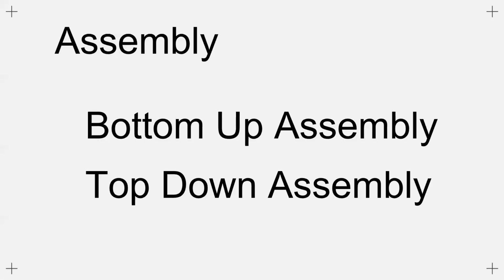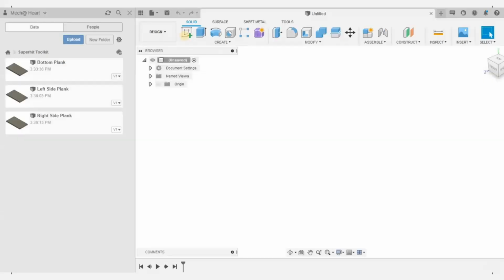So in the assembly, we have two kinds of assembly. One is bottom-up assembly and the other is top-down assembly. So if we already have parts with us, like in this example, you can see that I have bottom plank, I had side, and also I have the side planks. So all together, I'm going to assemble. So let's see how we can do that.